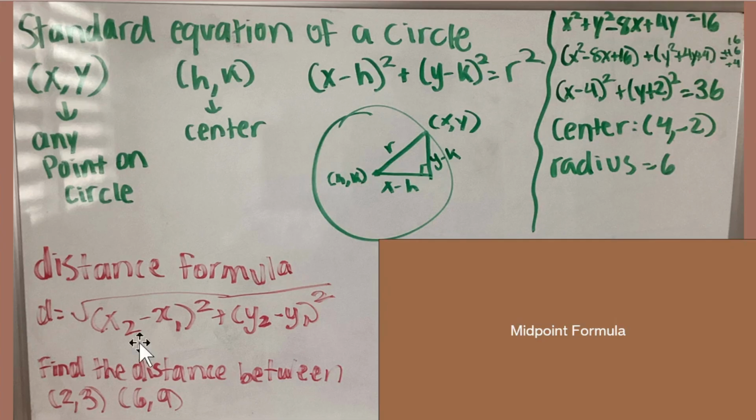So the distance formula is this. D is equal to the square root, all over, of x2 minus x1 squared plus y2 minus y1 squared. So we're trying to find the distance. For example, we're trying to find the distance between (2, 3) and (6, 9). Okay? I'll give you a few minutes to do that.